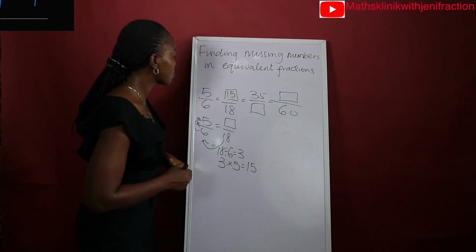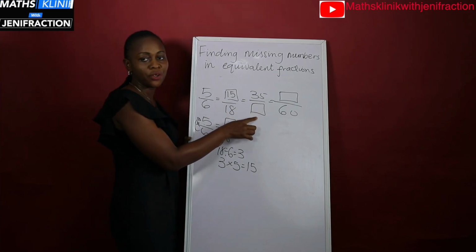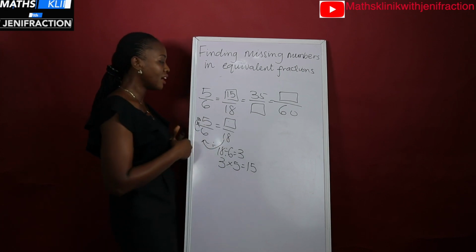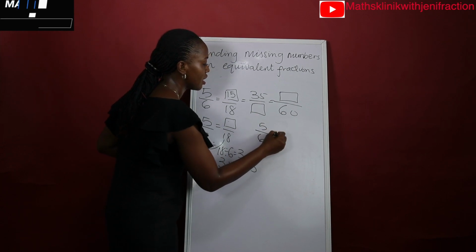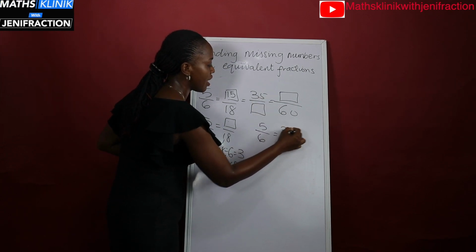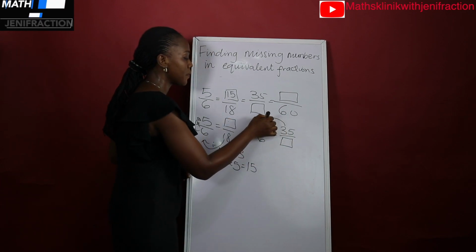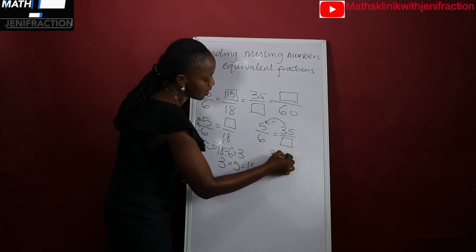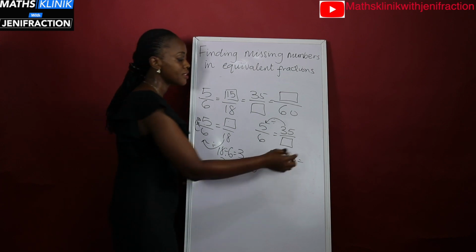We'll move to the next one. The missing number here is the denominator. So what do we do? We divide the numerators. We have 5 over 6 equals 35 over box. So therefore, the first step is to divide. We have 35 divided by 5. And that is what? 7.